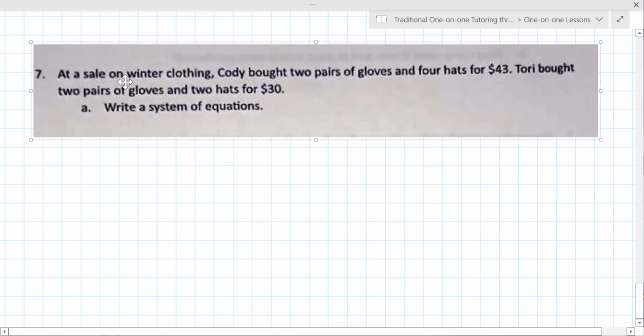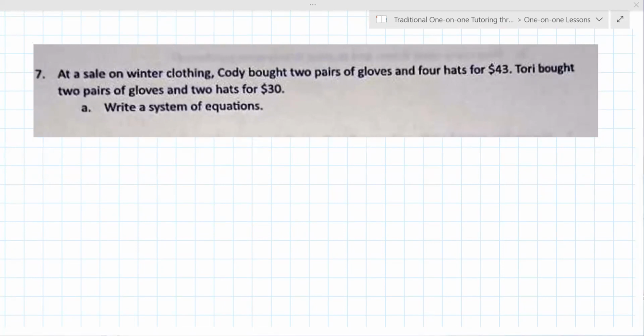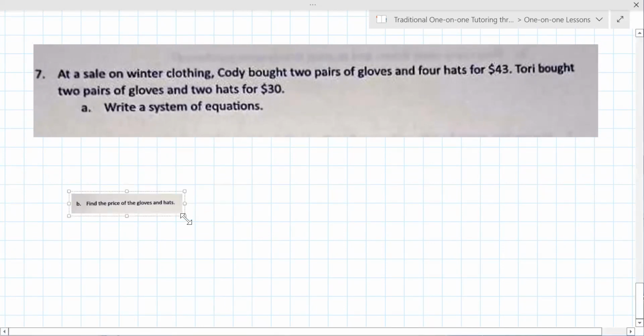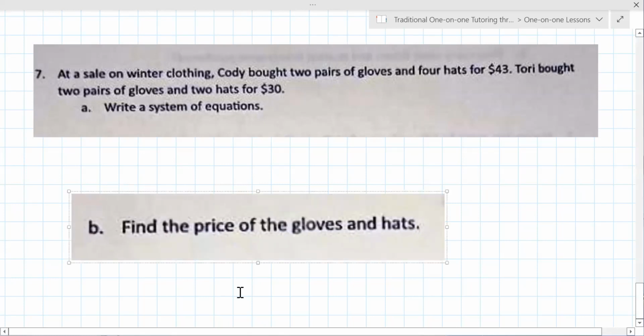Okay, number 7. We could read the question, but I would again say, part B says the price of the gloves and the hats. And that again tells you what your variables are. Your variable isn't how many this time, it's the price. So in some classrooms, they actually want you to write out the variables and say G is the price of gloves.